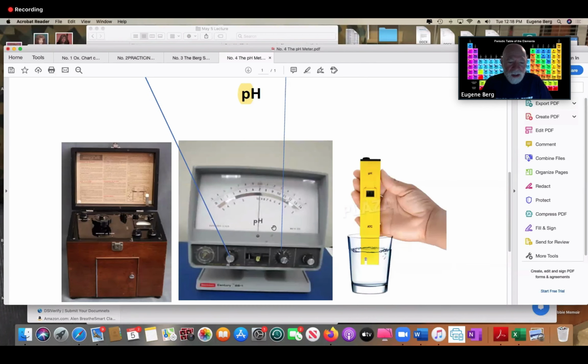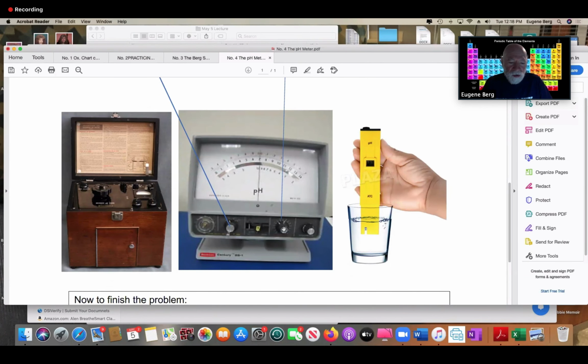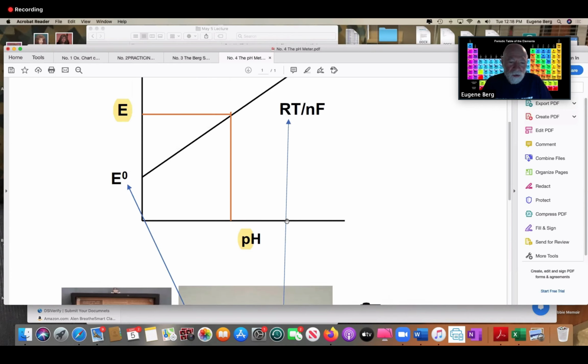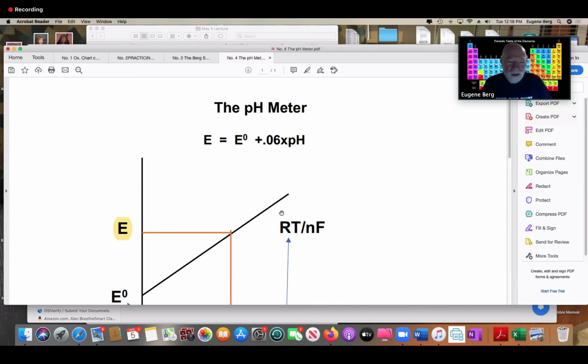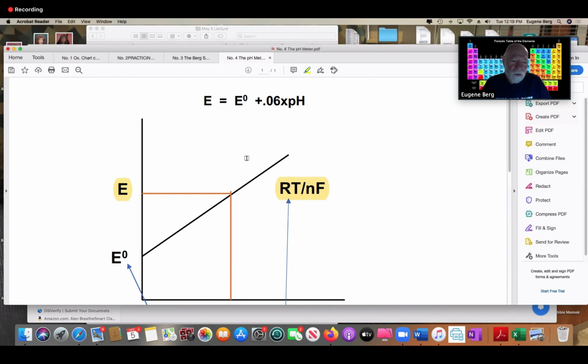Now, the second knob is called the temperature control knob. Why is it called the temperature control knob? Remember that that 0.06 actually came about because of all of this being equal to 0.06. R is the ideal gas law constant. Temperature, remember we decided that we're always going to work at 25 degrees Celsius. N is the number of electrons being transferred. That's a constant. F is Faraday's constant. Well, the reason this is called the temperature control knob is because you can vary the temperature, and what that knob does is it changes the slope, the direction of the slope.